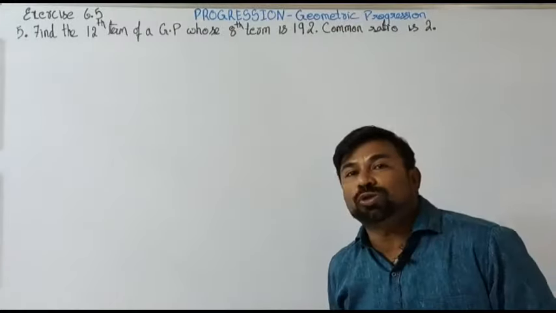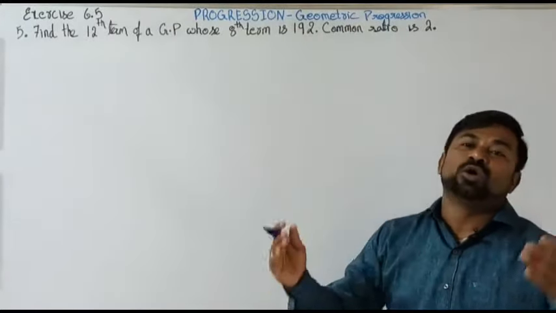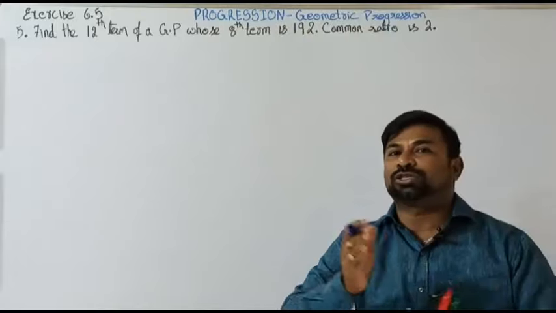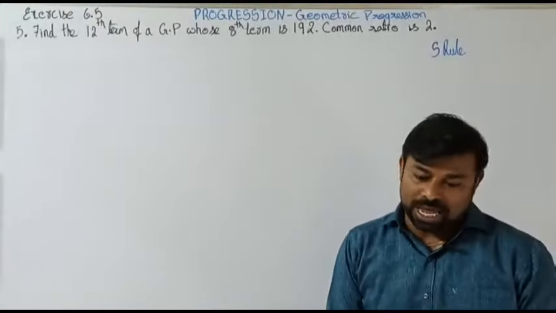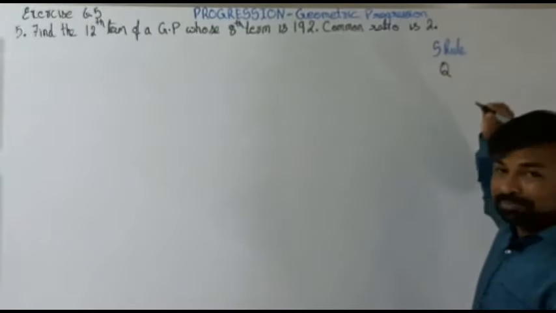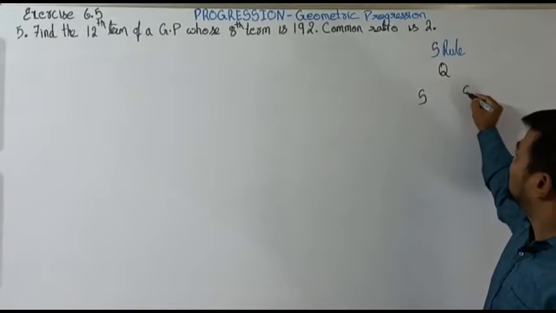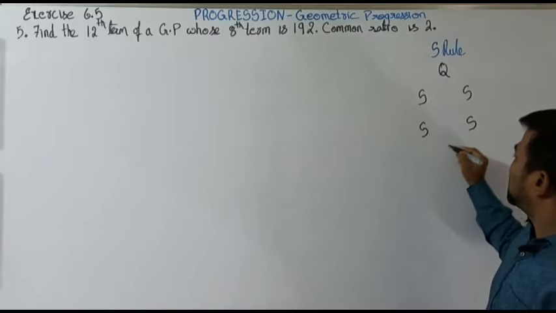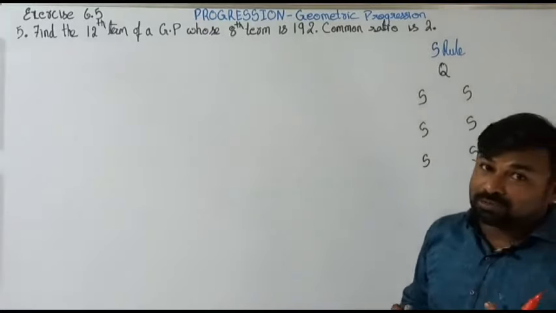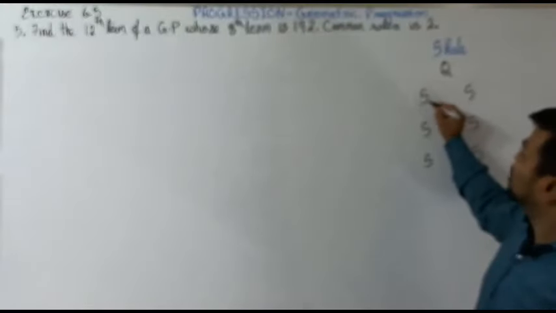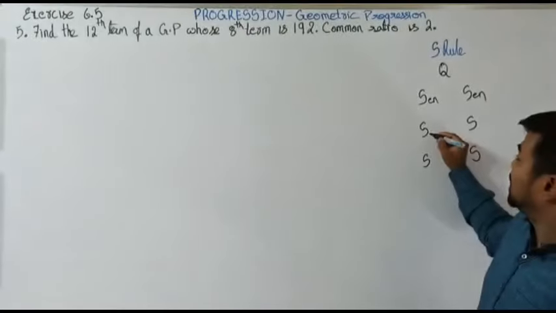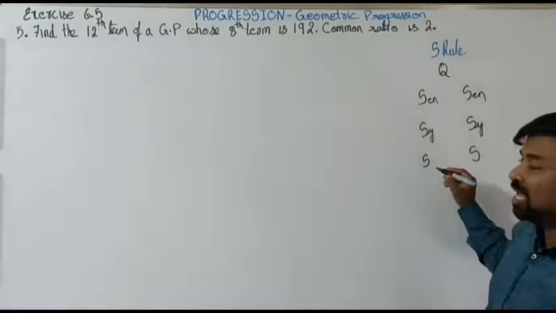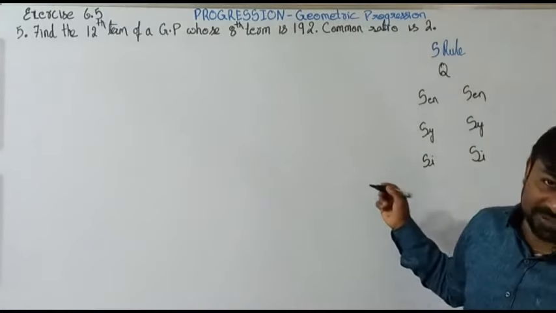Now let us recapitulate the S rule of progressions, what we have been telling in both arithmetic progression and geometric progression in my videos. So what is this S rule? From the question, we take the S's. The first S is nothing but a sentence. The second S is nothing but a symbol. And the third S is nothing but a simplification.